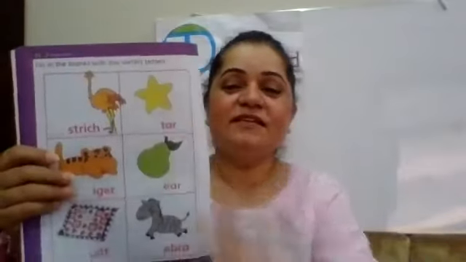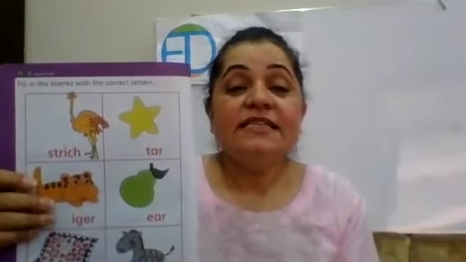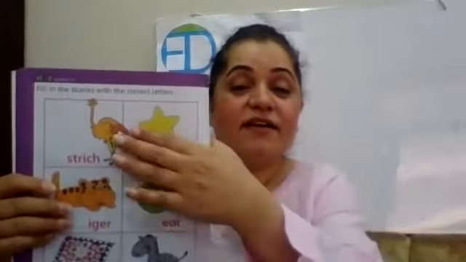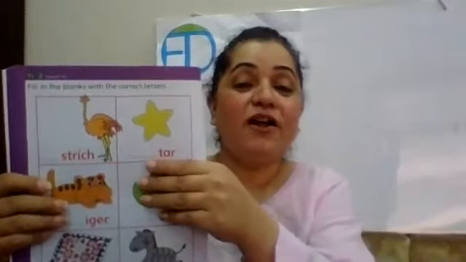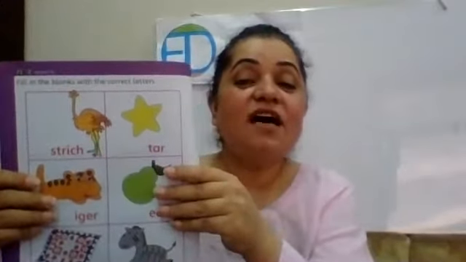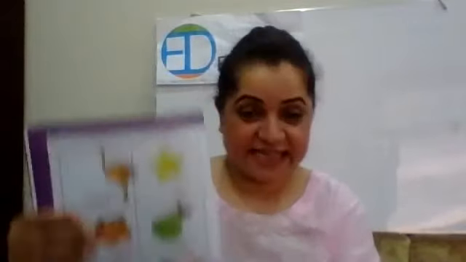Now come up to this. Star. What is it? Star. What is the beginning sound? S. Yes, and S is the sound of S. So you're going to write a small s right here.